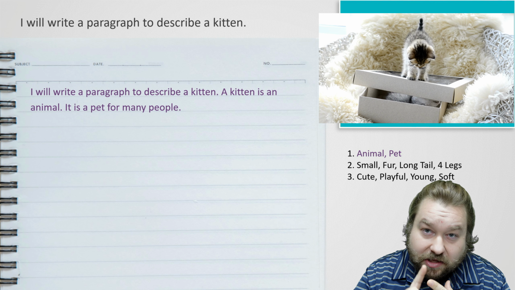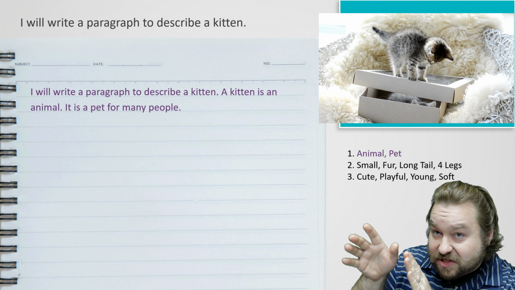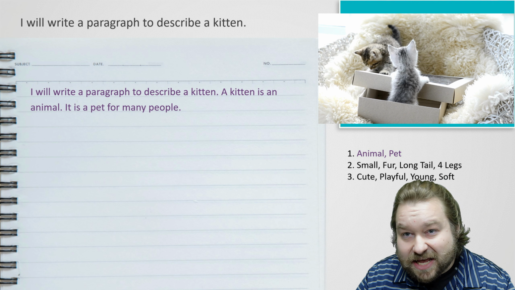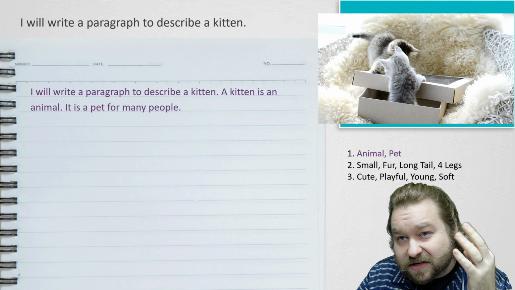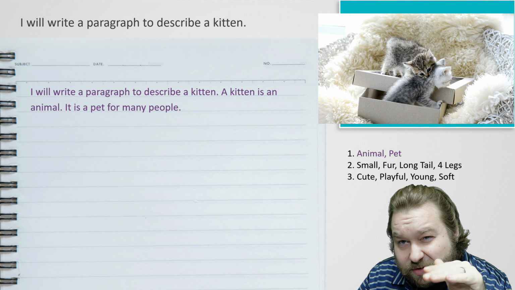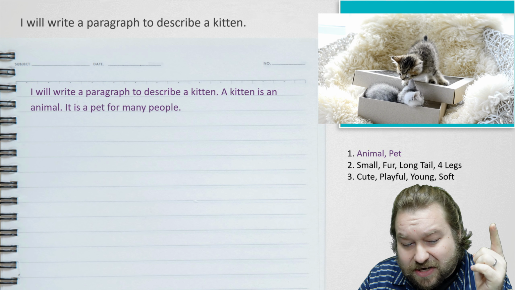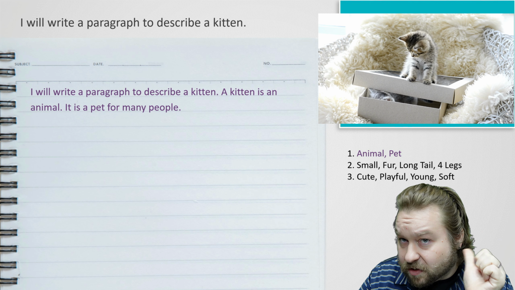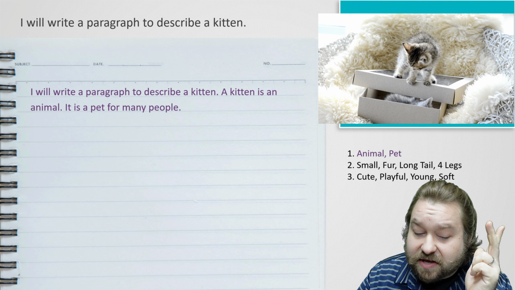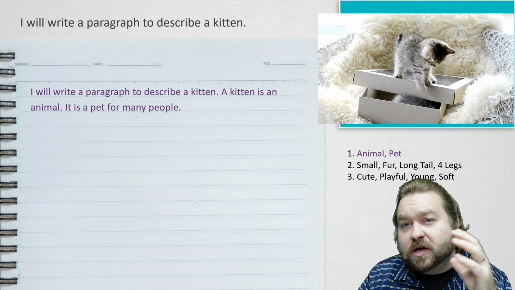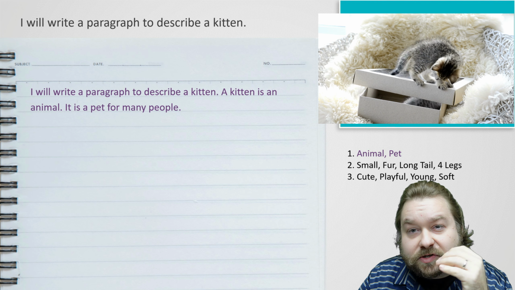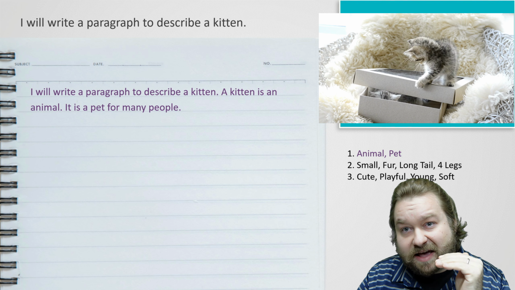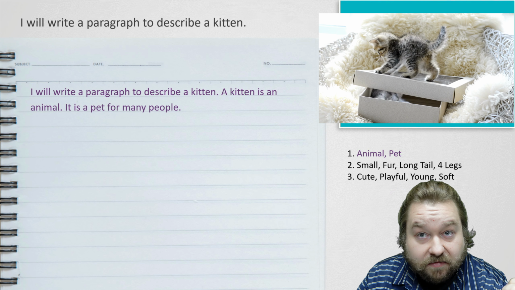Now, let's take a look at the organization I wrote on the right side here. You see that? I took those 3 different colored circles and made it into a simple list. Number 1 is animal and pet. 2 is small, fur, long tail, 4 legs. And then we have cute, playful, young, and soft. All those are our groups, which means those are the pieces we have to add into our paragraph.